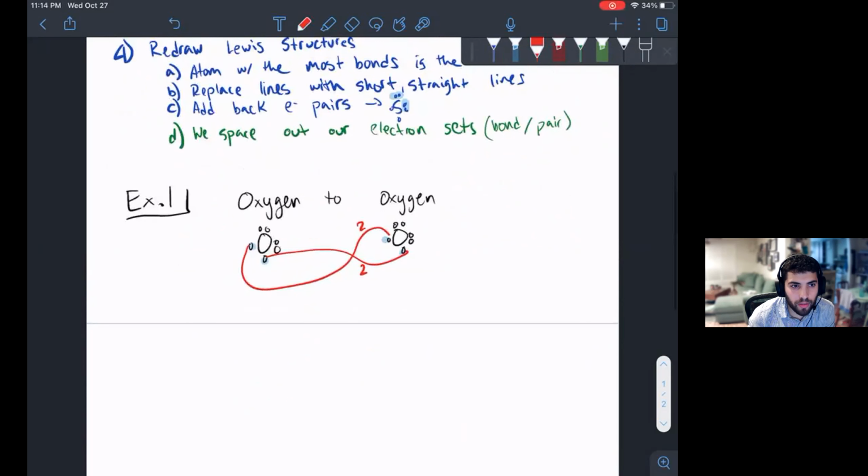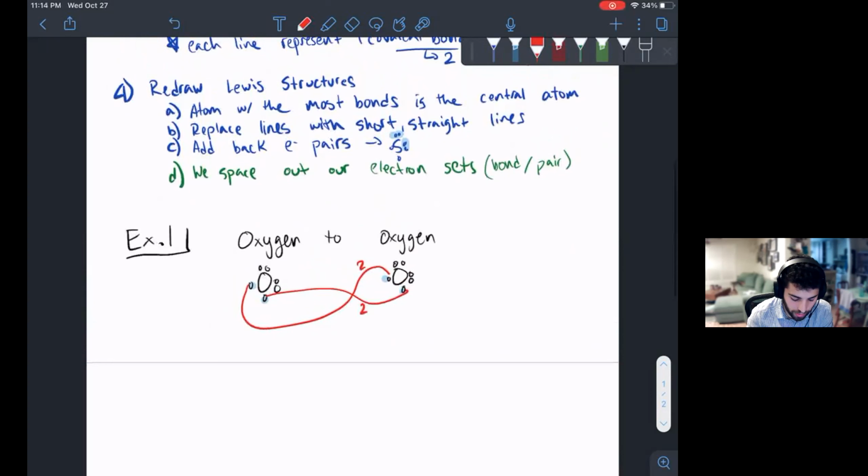So step 4 is finally we're going to redraw these, but the atom with the most bonds is the central atom. They both have 2, so there's no center. And we're going to replace our lines with short straight ones. So what does this mean? Well, as we move to step 4, we are going to draw our oxygen and our oxygen. They have 2 bonds, so we're going to put 2 lines between them.